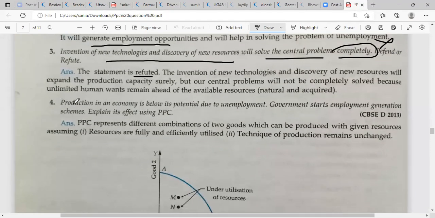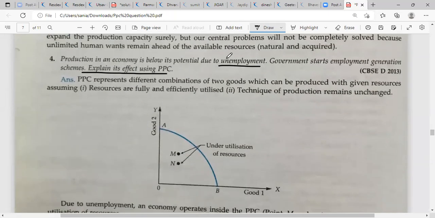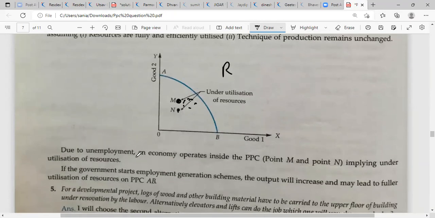Okay, next is: production in an economy is below its potential due to unemployment. The government starts employment generation schemes. Explain the effect. So basically, there was unemployment, right? Now the government started employment generation. For example, you can see your resources were here, and now they are generating. A PPC represents different combinations of two goods which can be produced with given resources, assuming resources are fully and efficiently utilized and the technique of production remains unchanged. Due to unemployment, an economy operates inside the PPC.